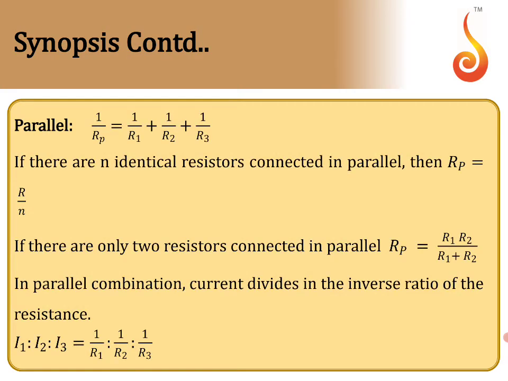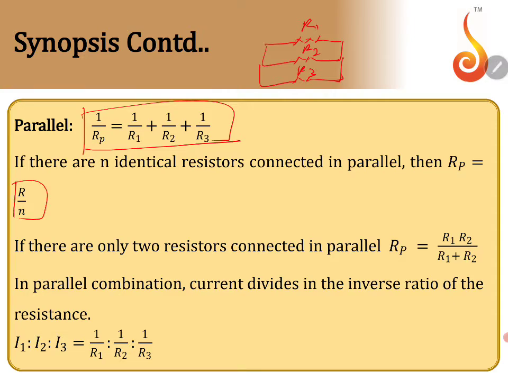Now if the resistors are connected in parallel, there are three resistors R1, R2 and R3. The reciprocal of their effective resistance is equal to 1 by R1 plus 1 by R2 plus 1 by R3. Like this, if R1, R2, R3 are all identical, then the effective resistance Rp will be equal to R by N.